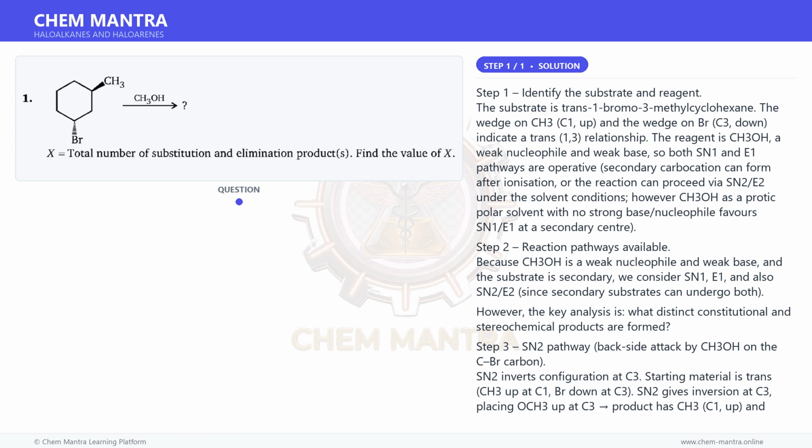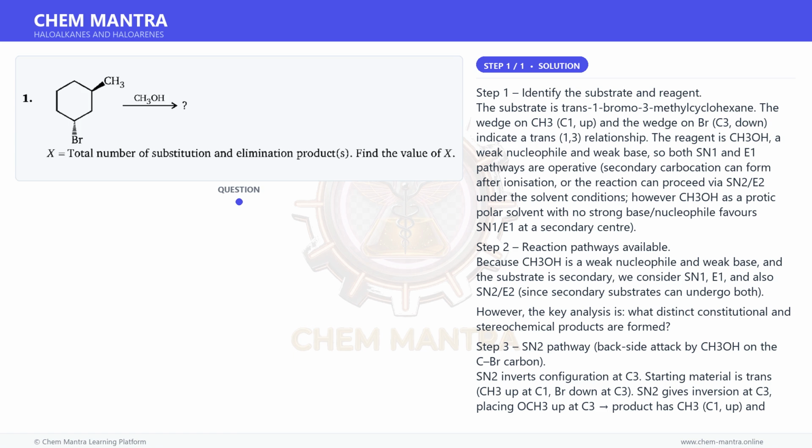Elimination toward C2 gives 3-methylcyclohexene, a trisubstituted alkene. Elimination toward C4 gives the other regioisomeric alkene, i.e., 1-methylcyclohexene or 3-methylcyclohexene. For E2 in a cyclohexane, the anti-periplanar requirement means the H must be axial and Br must be axial simultaneously. The trans-diaxial requirement determines which elimination products form.